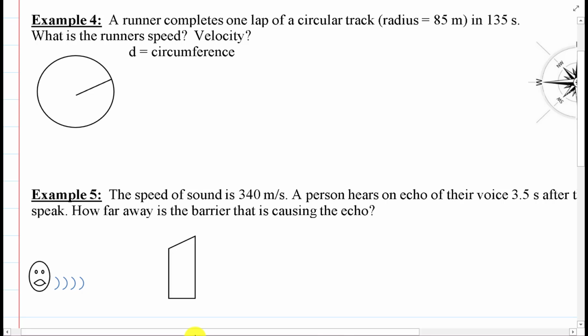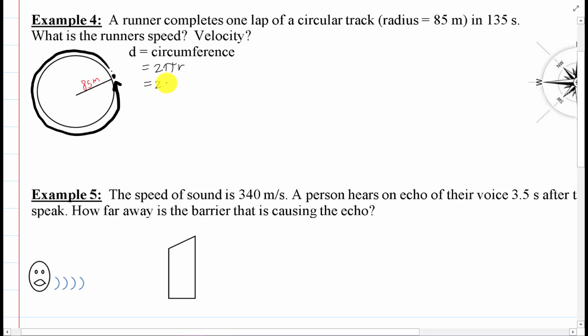So a runner completes one lap of a circular track, radius 85 meters, in 135 seconds. What's the runner's speed? What's the runner's velocity? So we have an 85-meter radius track. So 85 meters, and that's the radius. The circumference is how far he ran. Because he started here and he ran all the way around and ended up there, he ran one lap. The circumference is where he ran, so it's 2 pi r is the distance that he ran.